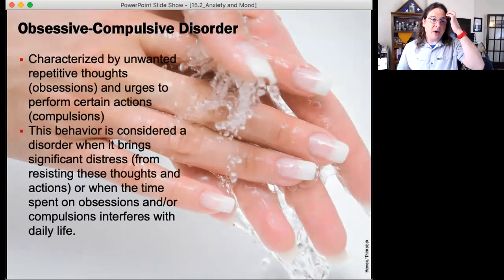Okay, so that's it for as far as anxiety disorder. We're going to branch off a little bit, and we're going to talk about OCD, or obsessive compulsive disorder.